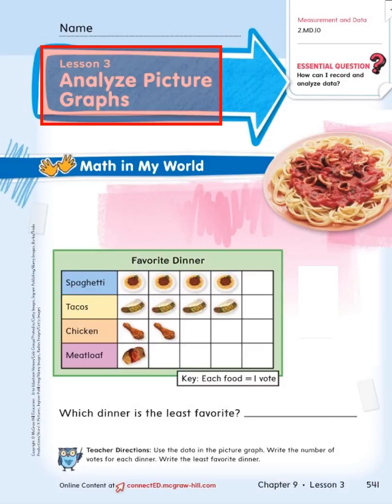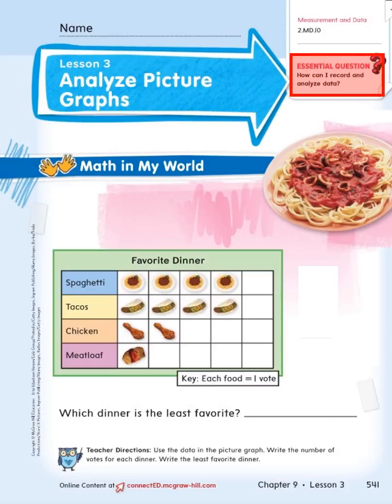So today we have a lesson that really isn't that difficult. We're learning how to analyze picture graphs. In the first two lessons, we learned how to ask questions and make tally charts and picture graphs. Now we want to analyze them. We want to understand them. So, record and analyze data. Well, let's look at the favorite dinner chart down here.